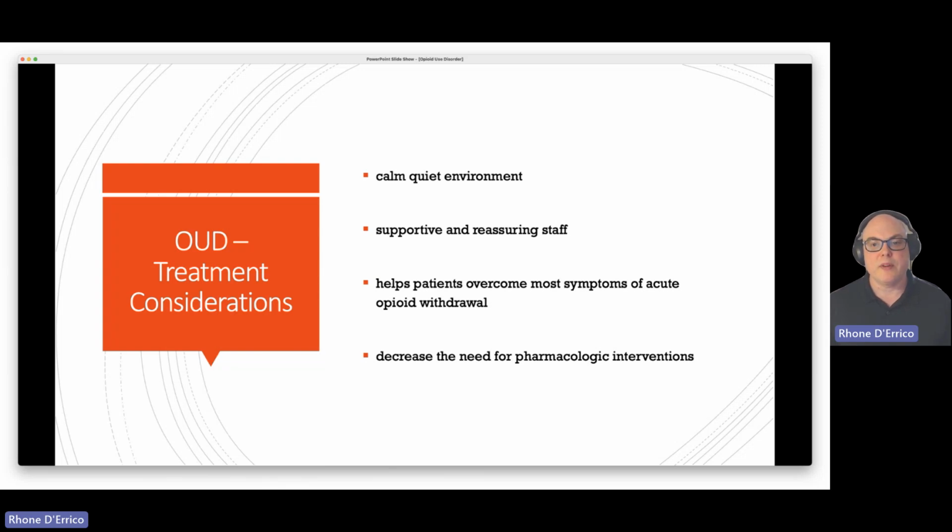We want a calm, quiet environment and a supportive and reassuring staff. That is because you're not going to change those withdrawal symptoms the person goes through, the diarrhea, the vomiting, the anxiety, the malaise, but the quiet environment can really improve a lot of the worst of those symptoms so that the anxiety isn't as bad, et cetera.